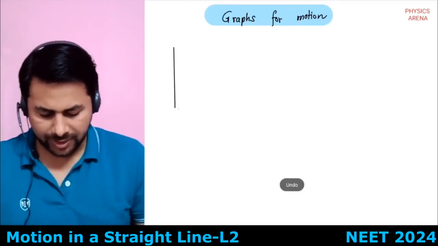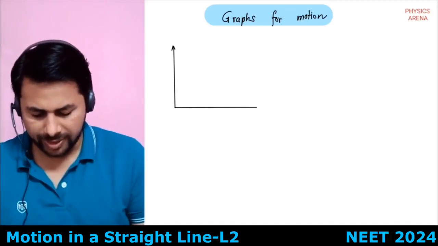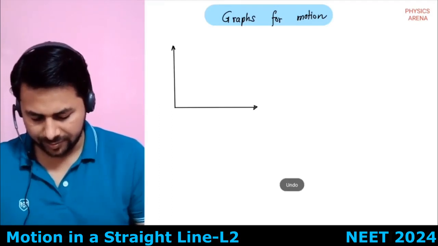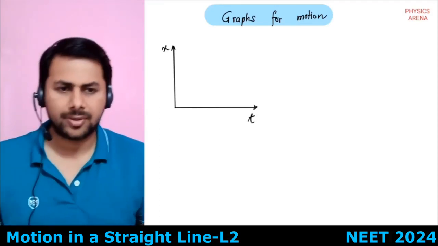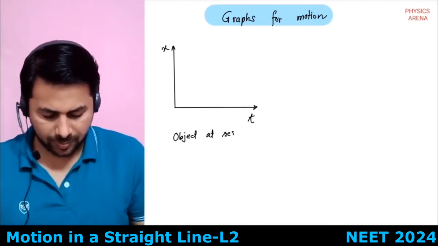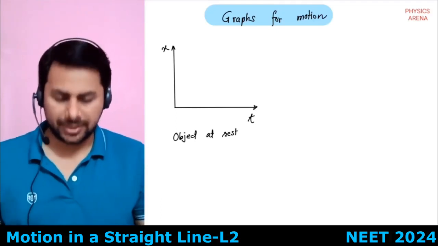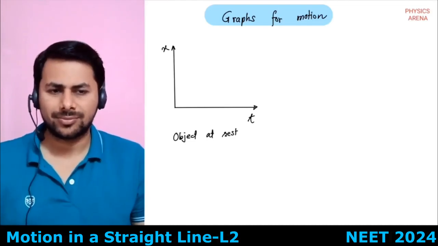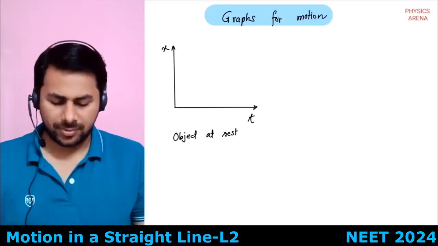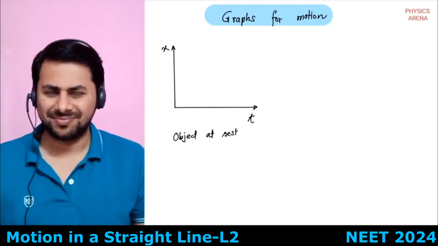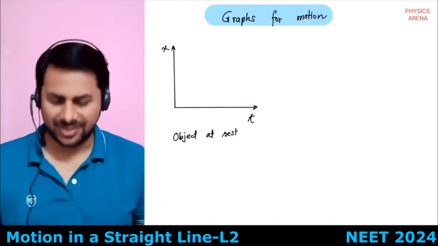Now let's suppose your object is at rest. What will be its position versus time graph? How will it look like? This is x versus t. Tell me. Suppose it is at position x0. So what will be its graph? Sir, a line parallel to x-axis. It will be a line parallel to the x-axis or the time axis? Time axis, right?